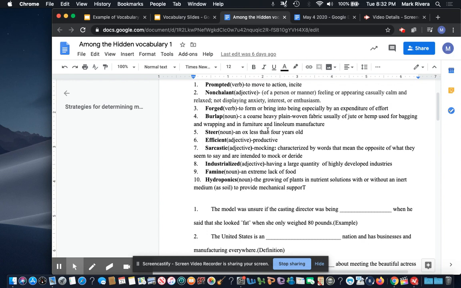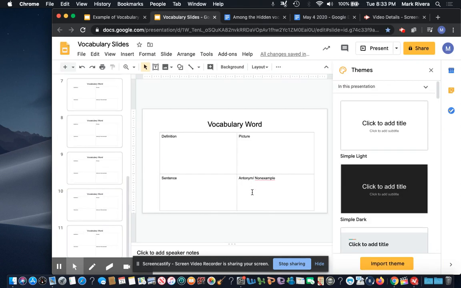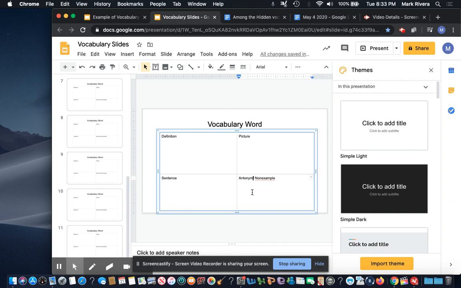If I was doing the fourth vocabulary slide, I would come up with an example of something that's not burlap, something that is not a fabric like burlap. I know burlap is a certain type of fabric, so instead I would put something like silk. Silk is a very soft material, whereas burlap is kind of a sturdy material. So instead of writing an antonym, I would write the word silk, which is a very soft material. Again, definition here, picture here, the word in a sentence, and then either an antonym or a non-example.